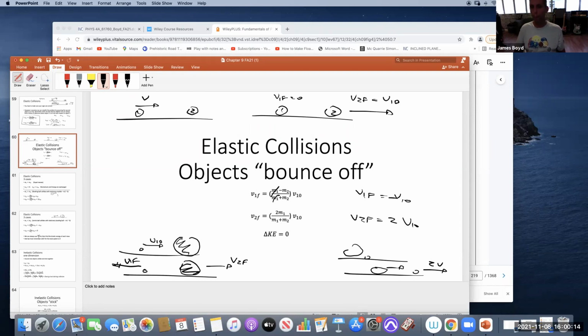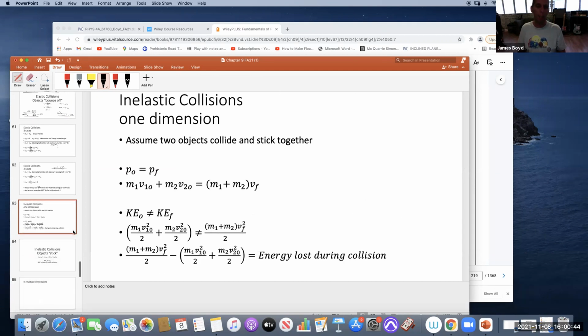You have when they're equal. If they're equal, V1 is at rest after the collision, and all the momentum shifts to object 2. If M2 is smaller than M1, then M2 has twice the velocity after the collision. And if object 1 is much smaller than object 2, it heads back the other way. And then you have anywhere in between. So those are not too bad.